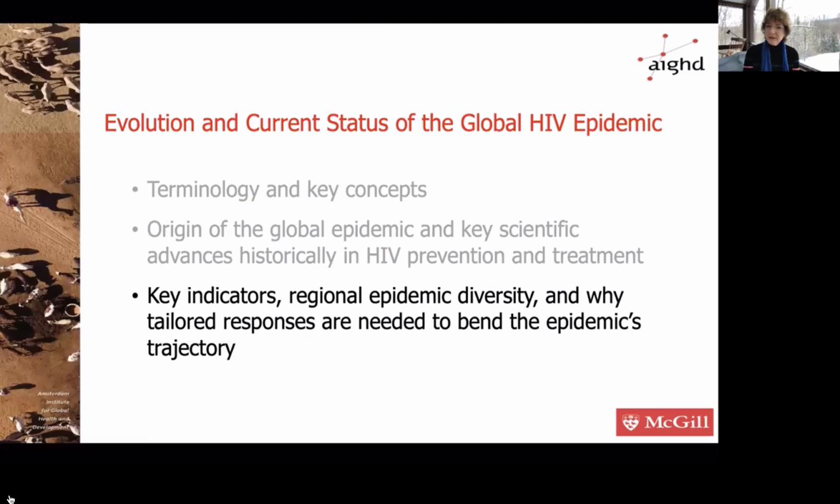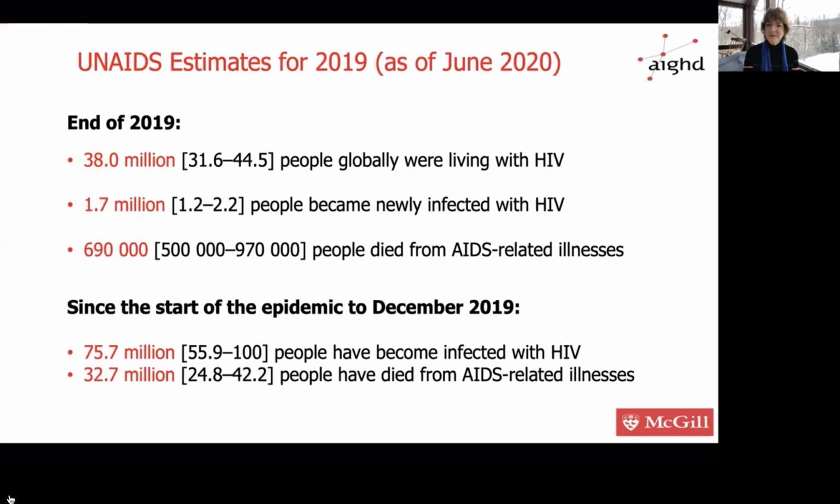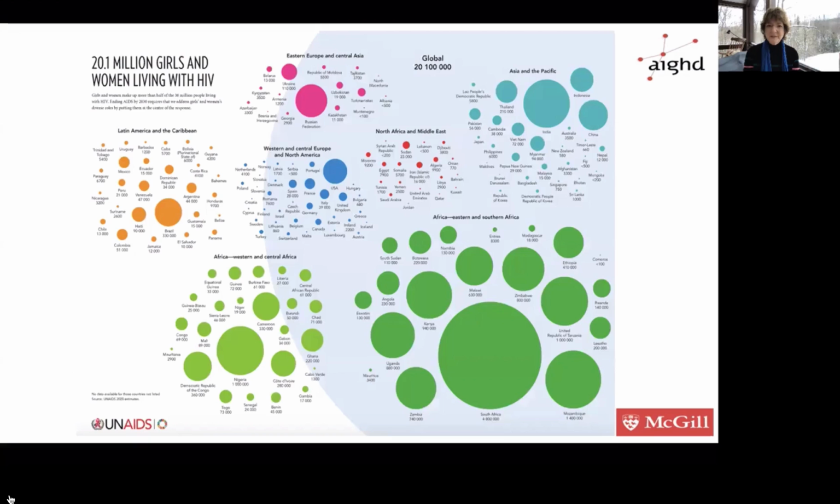So in the time we have left, let's look at key indicators, regional epidemic diversity, and why tailored responses are needed to bend the epidemic's trajectory. I think you have these figures already. At the end of 2019, 38 million people globally were living with HIV. 1.7 million had become newly infected during the year. 690,000 people had died from AIDS-related illnesses. And it's estimated that since the start of the epidemic, 76 million people have become infected with HIV. 33 million people have died from AIDS-related illnesses.